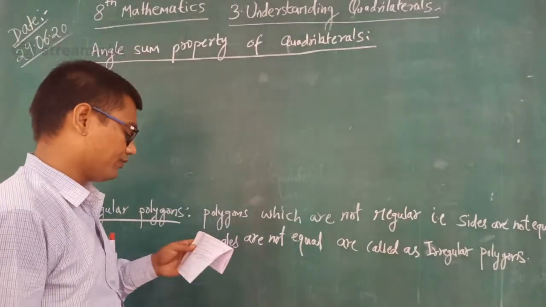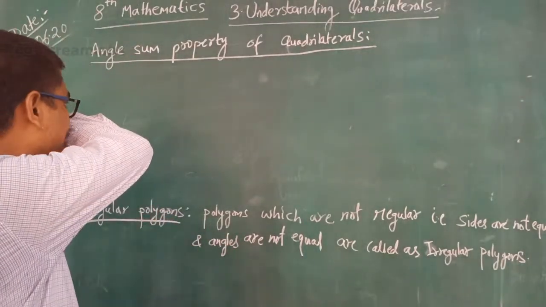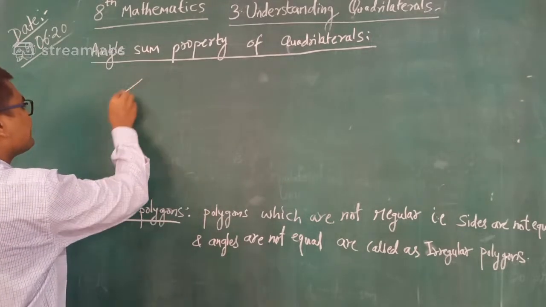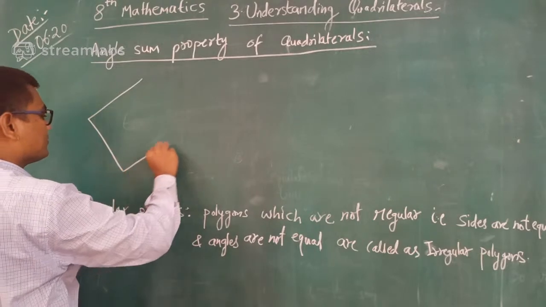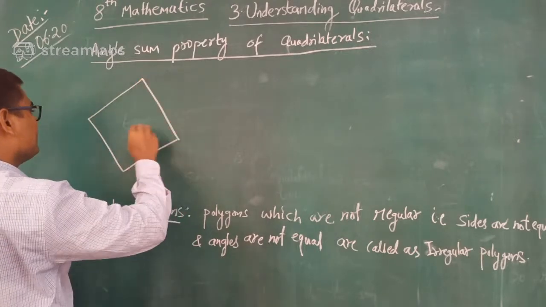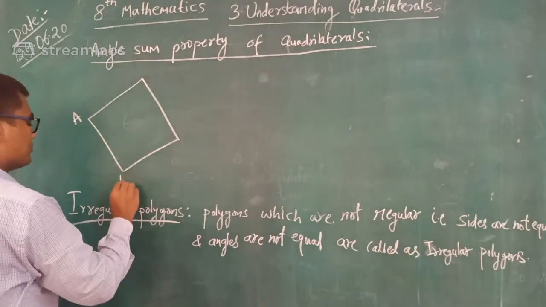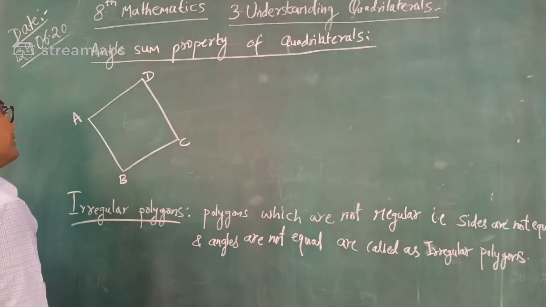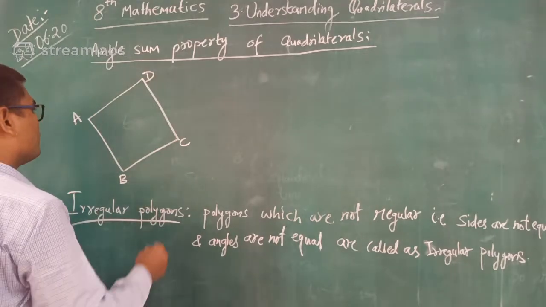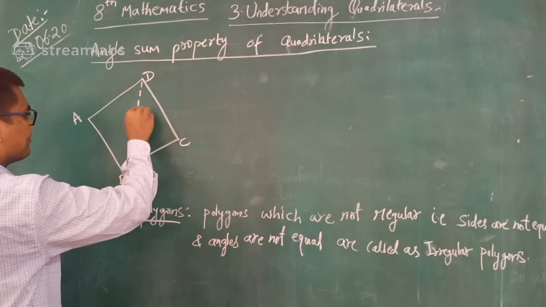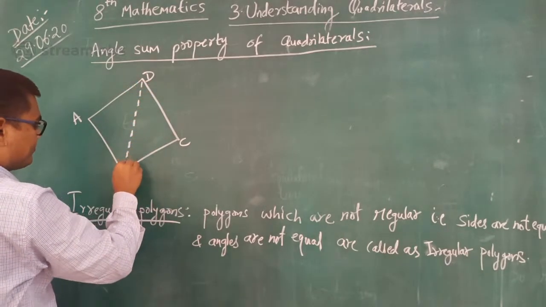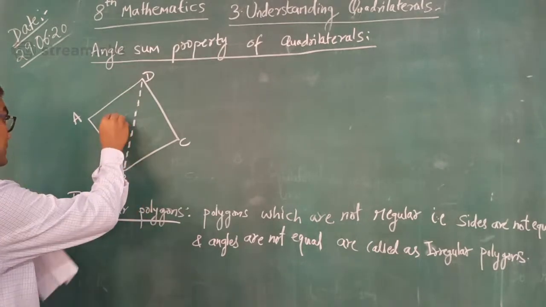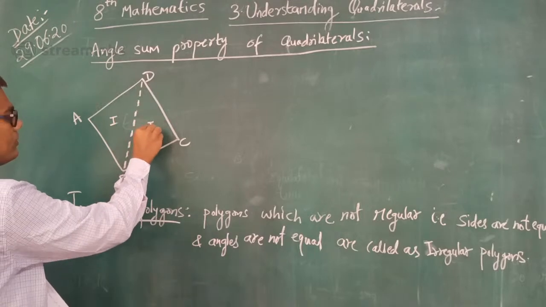Angle sum property of a quadrilateral. So let us take a quadrilateral first, and let us divide it into two parts by drawing the diagonal BD. So this is part 1 and this is part 2.